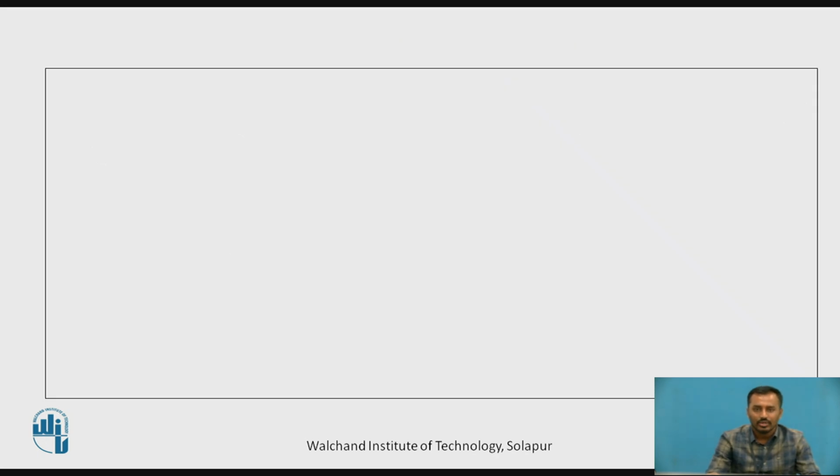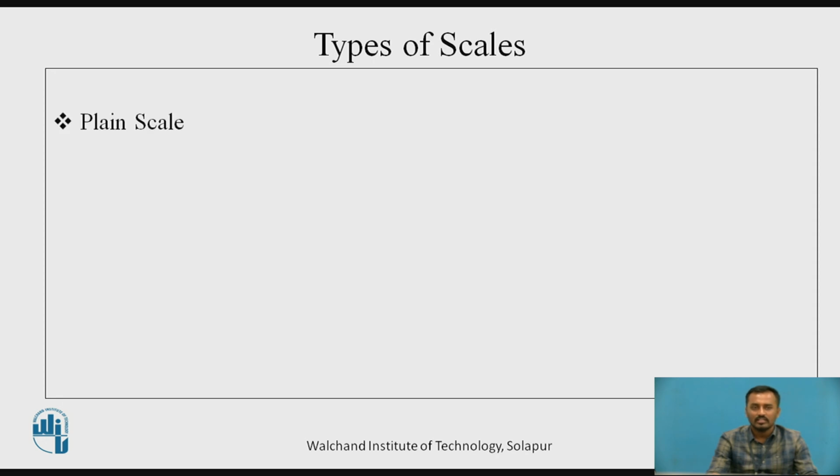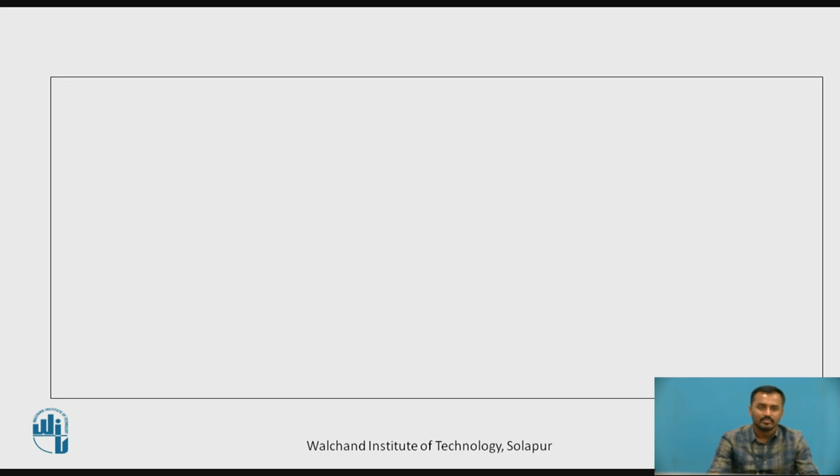After that we are going to discuss types of scales. Students, we have many types of scales, but from an engineering point of view we have three scales: plane scale, after that vernier scale, and after that diagonal scale. Since we are going to discuss all these scales in detail, we are going to see the first scale, that is plane scale, in detail in the next slide.